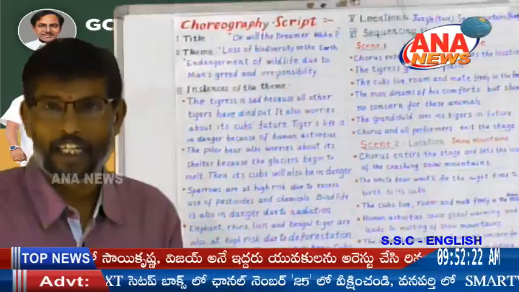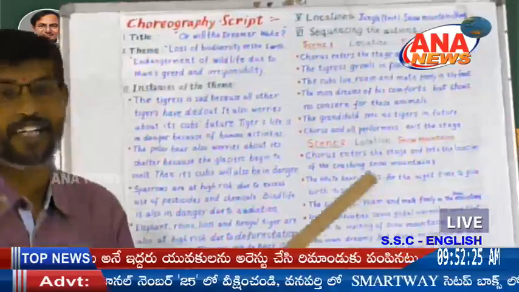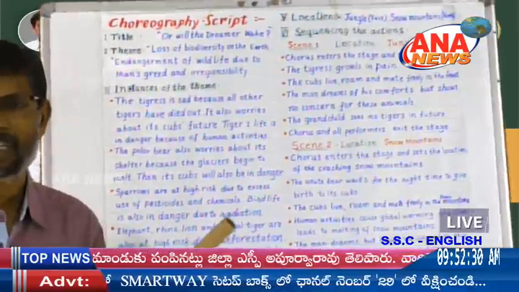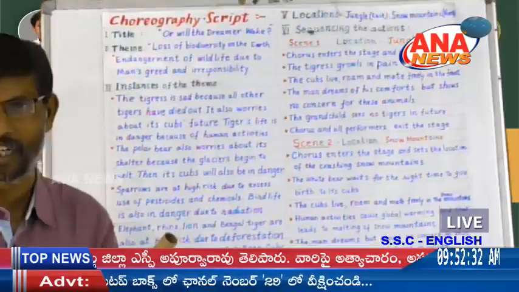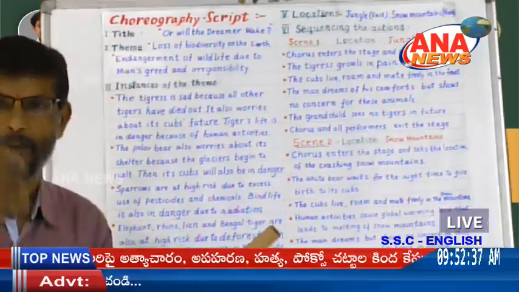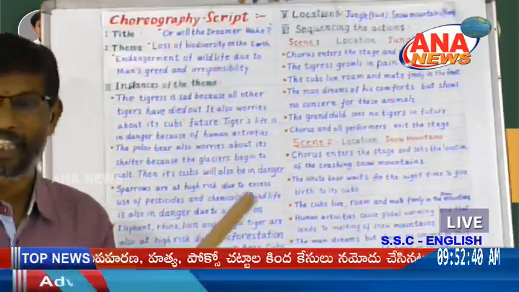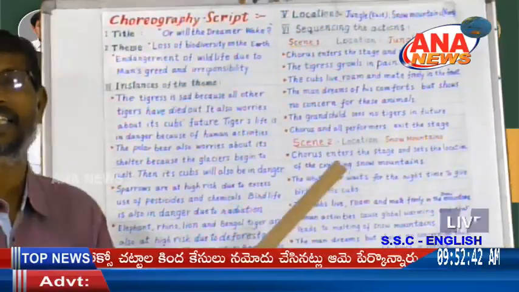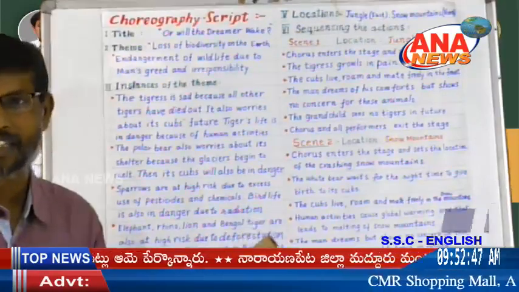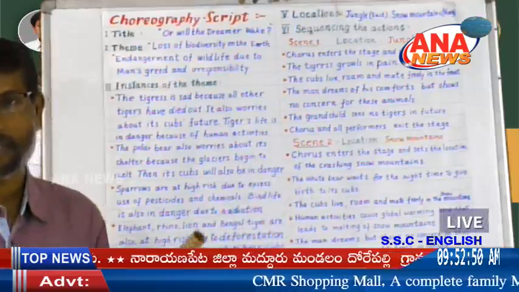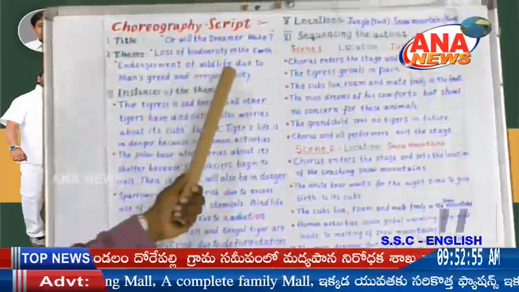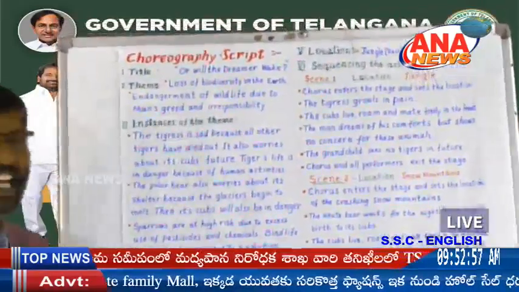Not only animals, even the bird's life is also at stake. So here the poet clearly talks about the endangerment of certain animals and birds and loss of biodiversity. Because biodiversity is to be maintained in the environment, then only we will live in peace and harmony. Otherwise, the disturbance in the biodiversity causes different disasters. So, loss of biodiversity on the earth, endangerment of wildlife due to man's greed and irresponsibility.